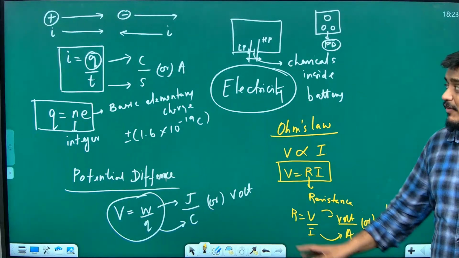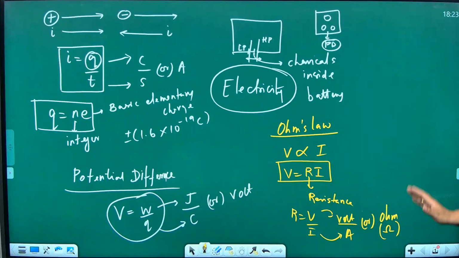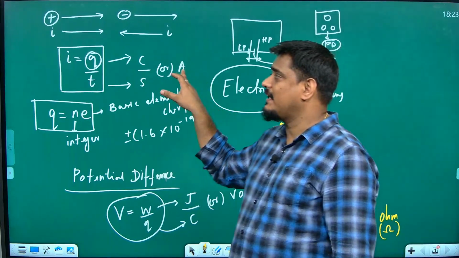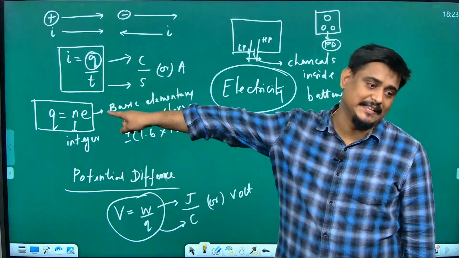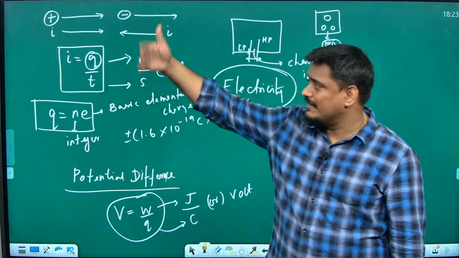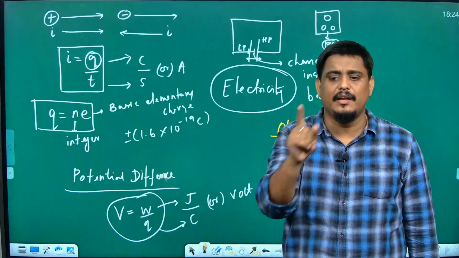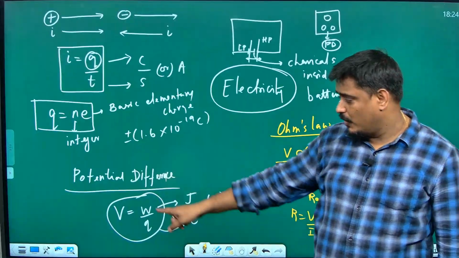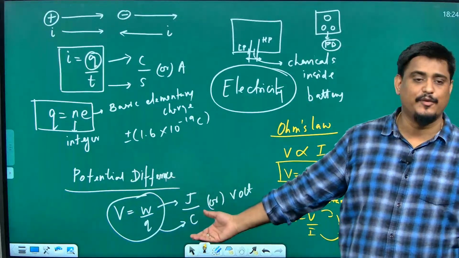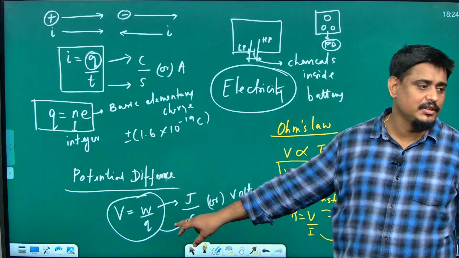Whether they ask you to define 1 ampere, or 1 volt, or 1 ohm, the way of defining is the same. What is that? You should define 1 ampere as that current which is generated when 1 coulomb of charge is moving across a conductor in 1 second. So if 1 coulomb of charge is moving through the conductor in 1 second, then the current produced will be 1 ampere.